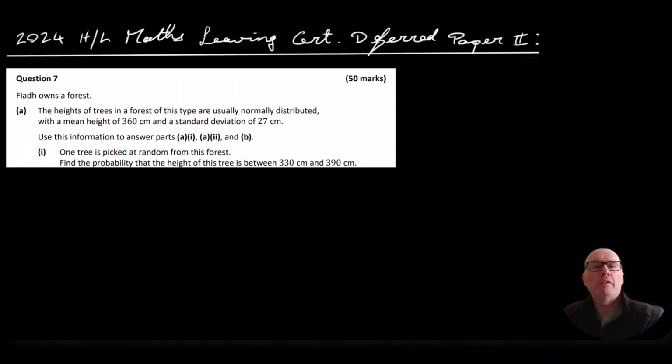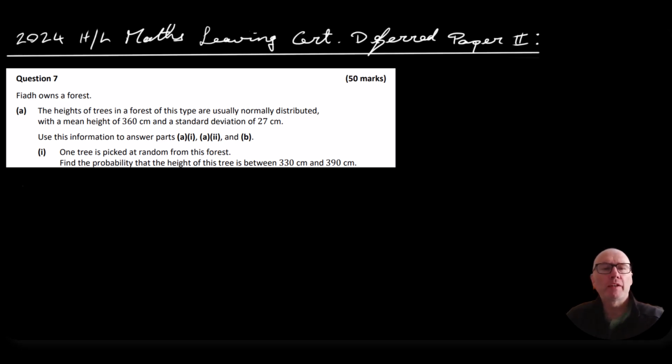So this is the 2024 Higher Level Maths Leaving Cert Deferred Paper 2, question 7A1. Fiach owns a forest. The heights of the trees in a forest of this type are usually normally distributed with the mean height of 360 centimeters and the standard deviation of 27 centimeters. Use this information to answer parts A1, A2 and B.